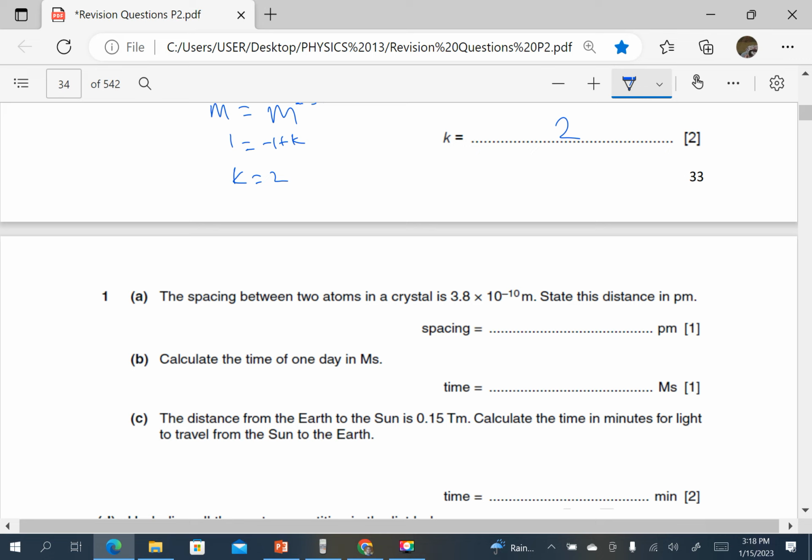The spacing between two atoms in a crystal is 3.8 times 10 power negative 10. Instead, give the distance in pico. Pico is 10 power negative 12. So we just divide 3.8 times 10 power negative 10 by 10 power negative 12.